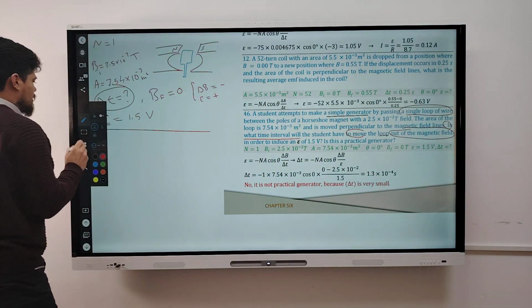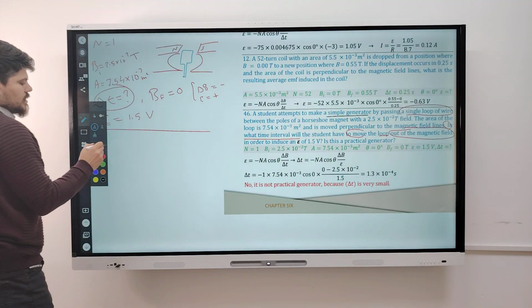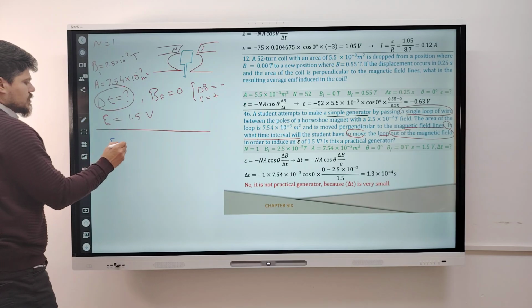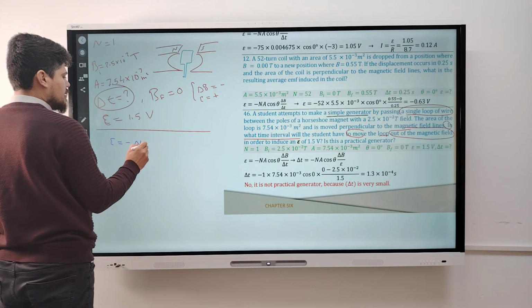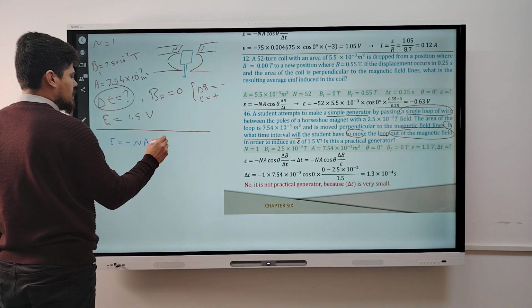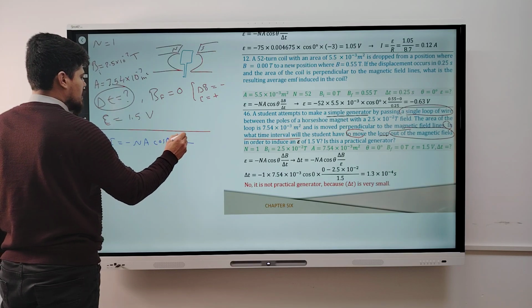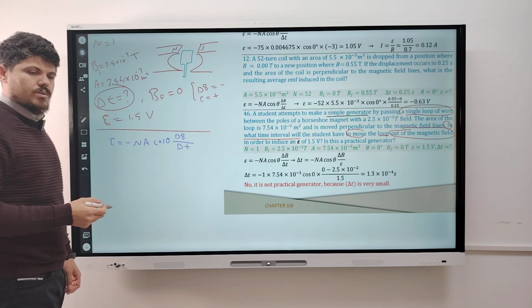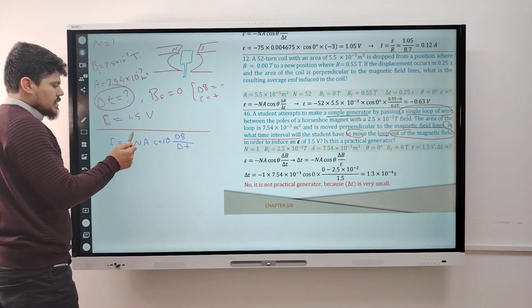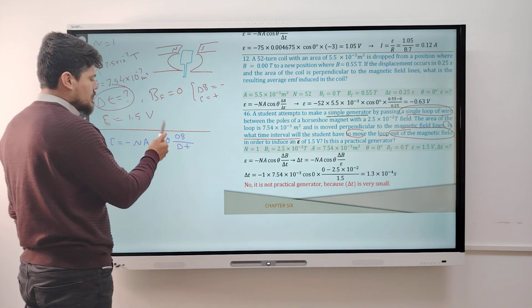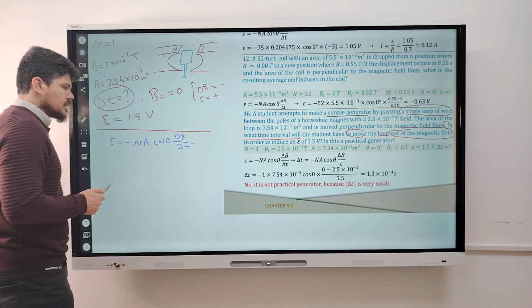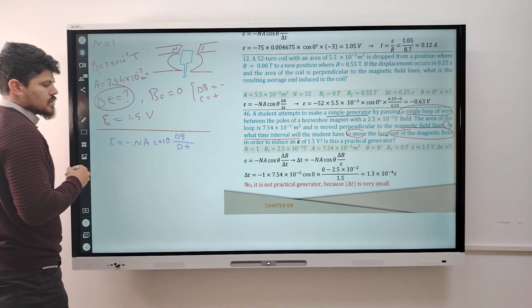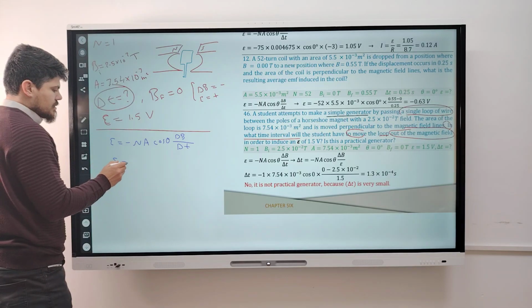Okay, at first, write down the equation of Michael Faraday. The equation is E equal to negative N A cosine theta delta B over delta T. So you have to rearrange the equation. The number of turns, area, and cosine theta with delta B are located at the numerator. Only the delta T is the denominator. Cross multiplication. It becomes like that.